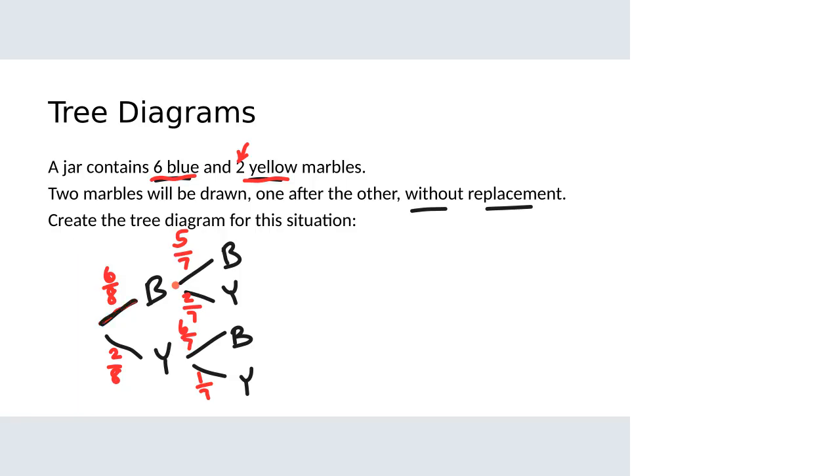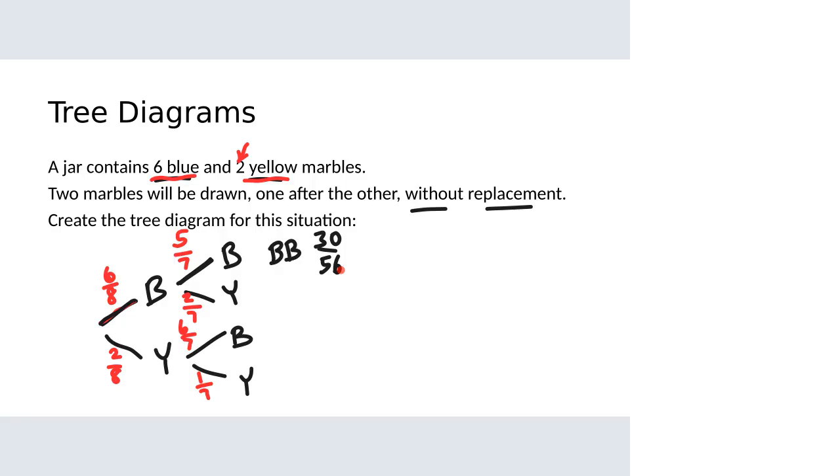So if I go blue followed by blue, the probability is going to be 6/8 multiplied by 5/7. Multiply numerators, 6 times 5 is 30. Multiply denominators, 8 times 7. Now, that's one that I always have trouble memorizing. It's okay to use a calculator just to make sure. 56. All right. So the probability of getting blue followed by blue is 30 out of 56.